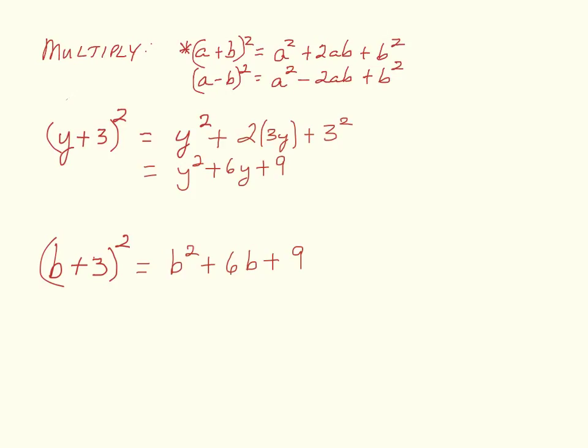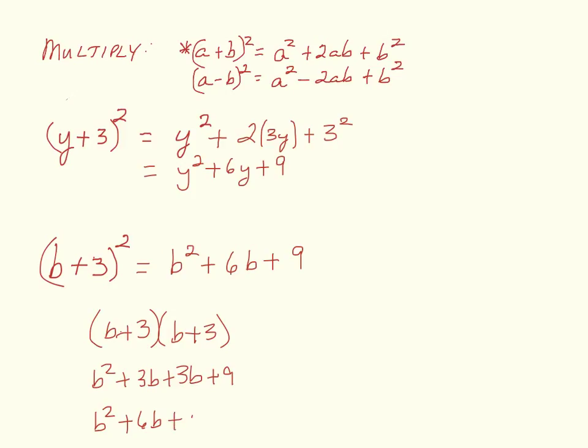If you don't believe me, go and FOIL it and see what you get. You get b plus 3 times b plus 3. FOIL it. You get b squared plus 3b plus 3b plus 9. But the 3b's add together because they're like terms. So we get b squared plus 6b plus 9.